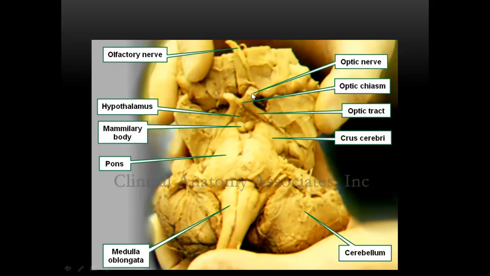Here is the optic chiasm. And this all forms parts of the hypothalamus. Here are the mammillary bodies, and the posterior perforated substance is located between the two cerebral crura. Here is the site of the posterior perforated substance.